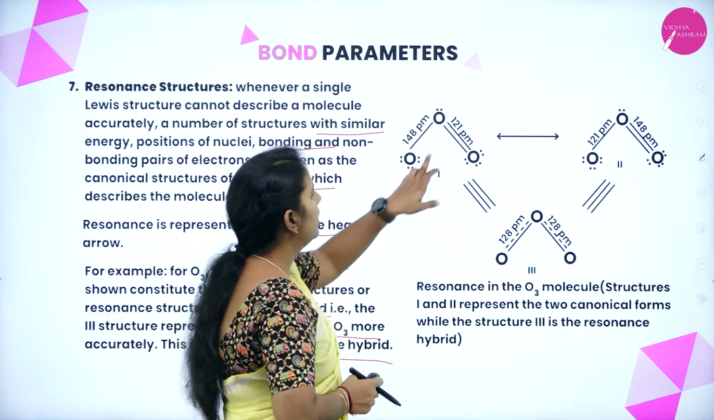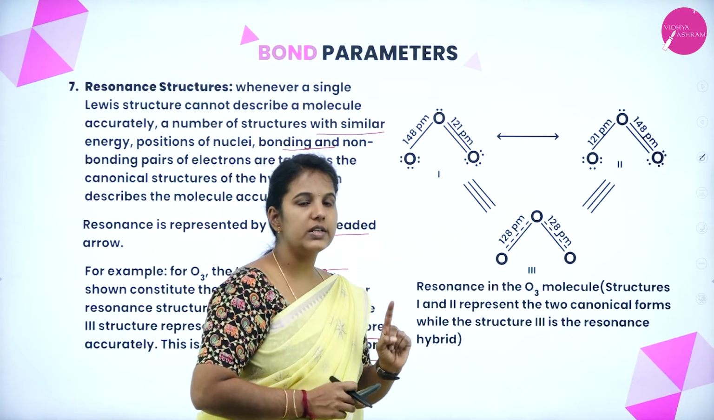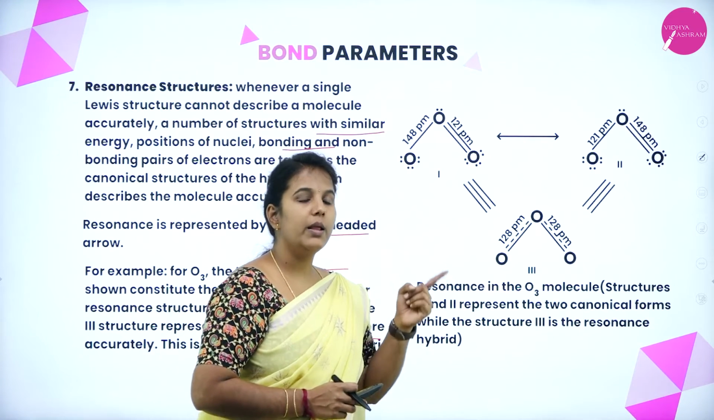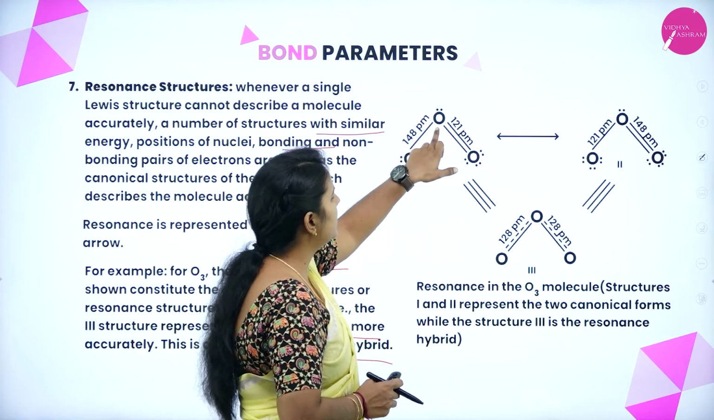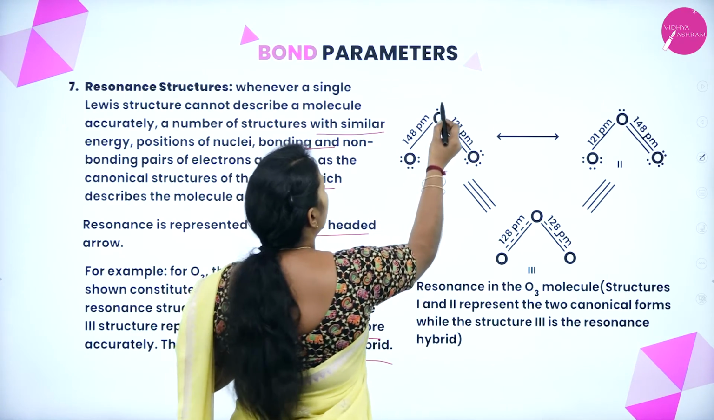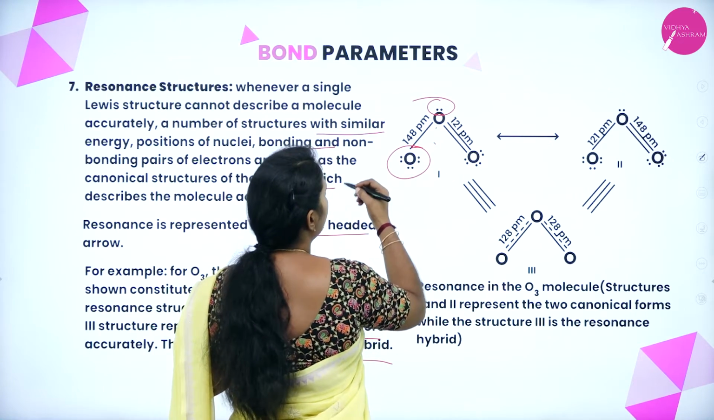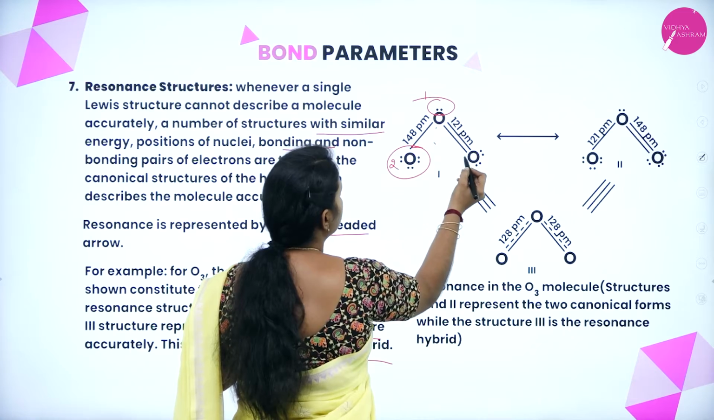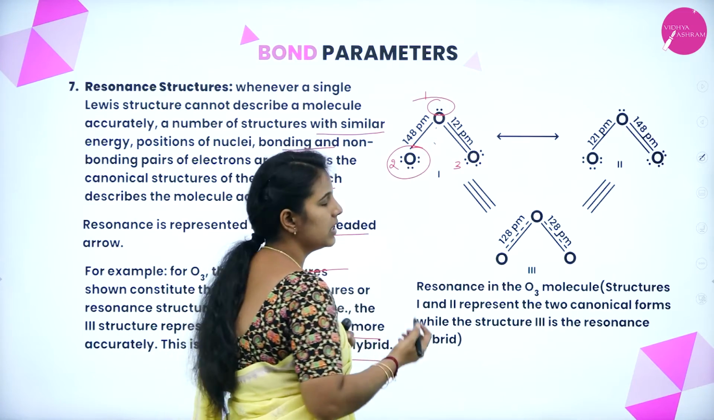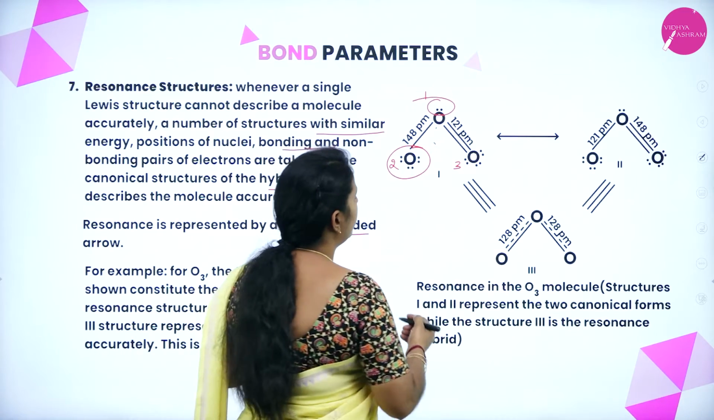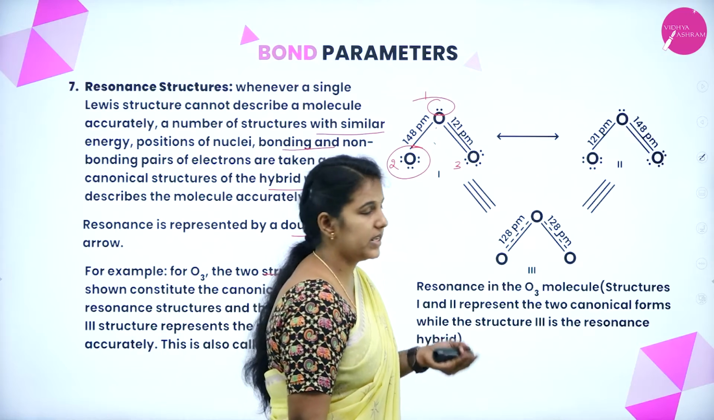You can see that in ozone there are 3 oxygen atoms. Between two oxygen atoms there is a single bond, and between another two oxygen atoms there is a double bond. Is it right? The central oxygen atom has a lone pair of electrons. Similarly, this is an end oxygen atom, which has 6 electrons, and the other end oxygen atom also consists of 6 electrons.